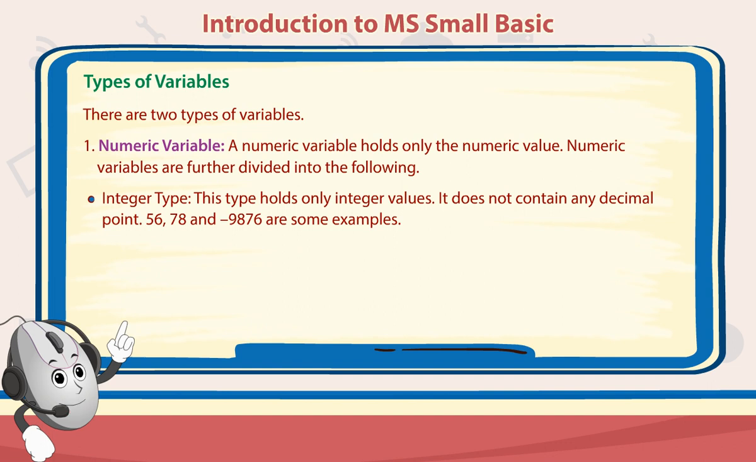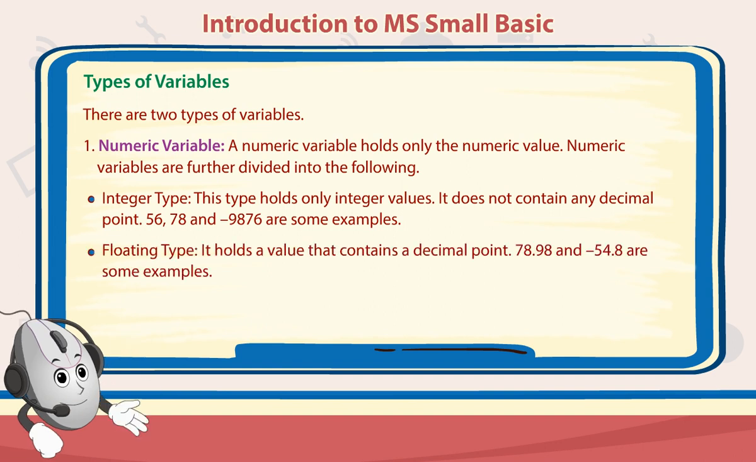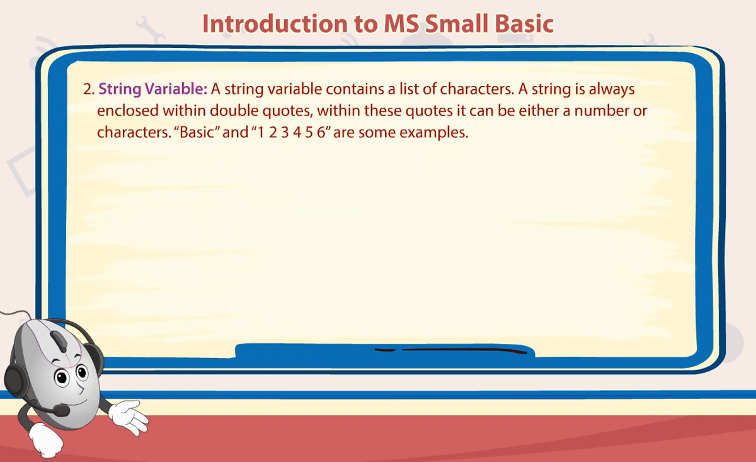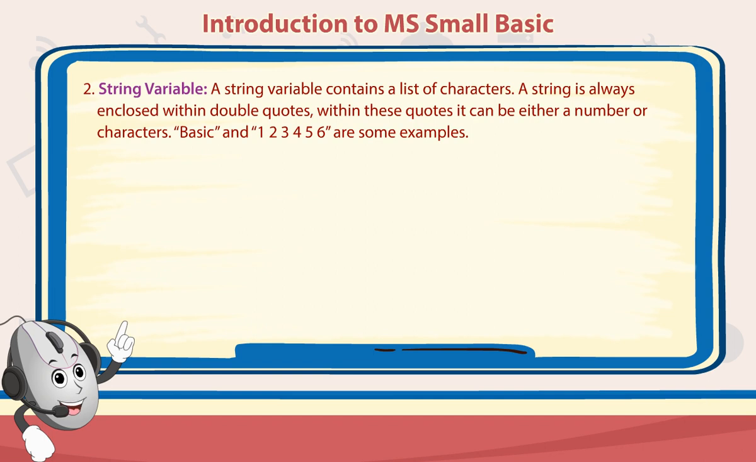56, 78 and minus 9876 are some examples. Floating type. It holds a value that contains a decimal point. 78.98 and minus 54.8 are some examples. 2. String variable. A string variable contains a list of characters. A string is always enclosed within double quotes. Within these quotes, it can be either a number or characters.